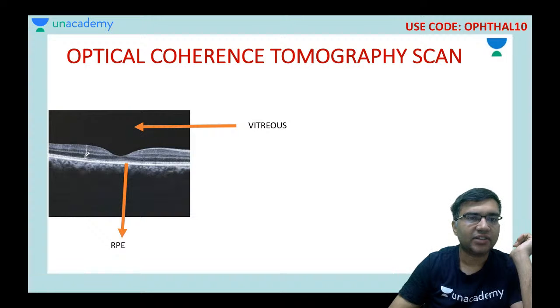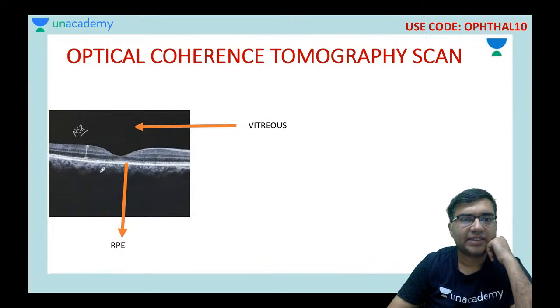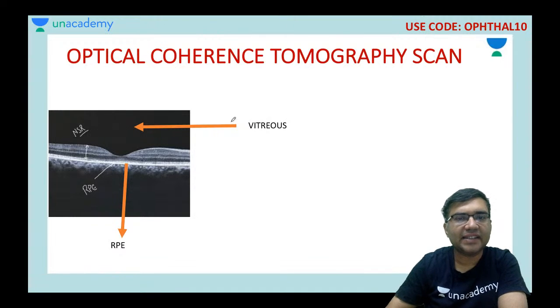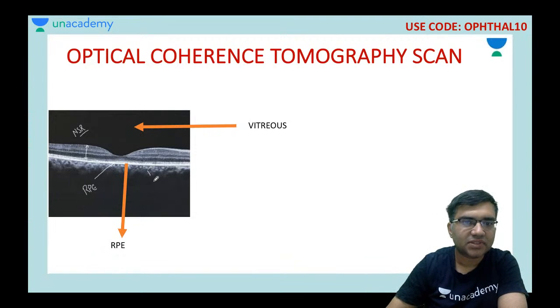These are the 9 layers of retina. These 9 layers I collectively call neurosensory retina, and this 10th layer is called retinal pigment epithelium. Remember, the neurosensory retina is in touch with the vitreous, and the RPE, that is the retinal pigment epithelium, is in touch with the choroid.